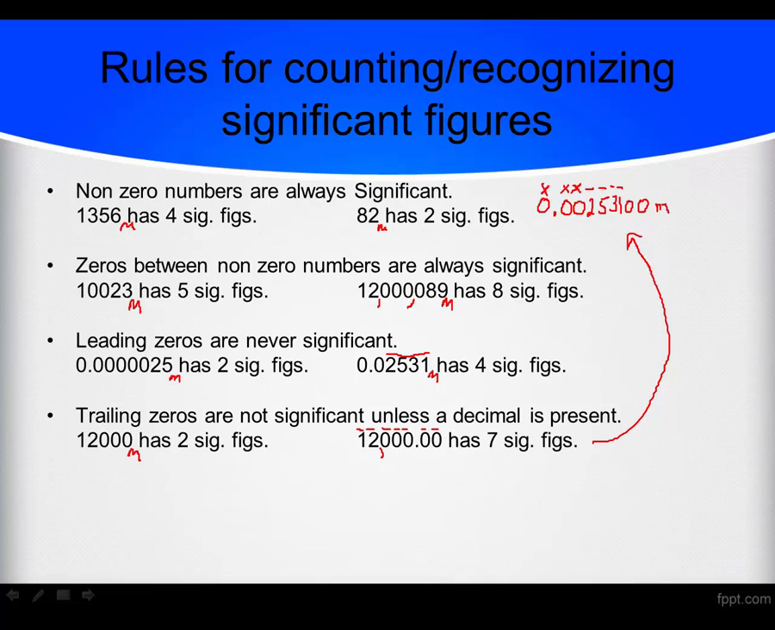Is there a decimal present? Yeah. Does it matter where the decimal is? It just has to be present. So these last 2 zeros are significant. 1, 2, 3, 4, 5. I'm seeing 6 sig figs there.